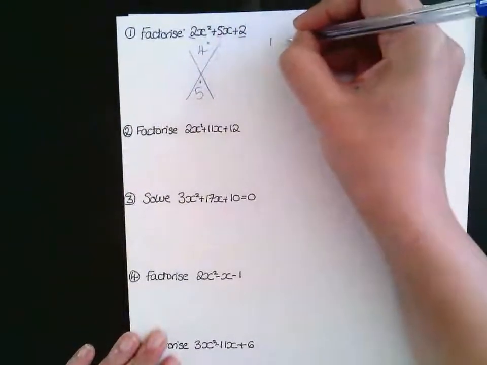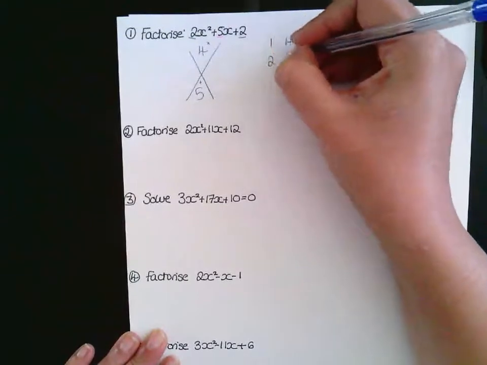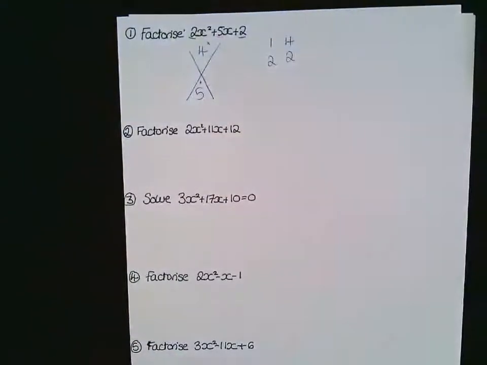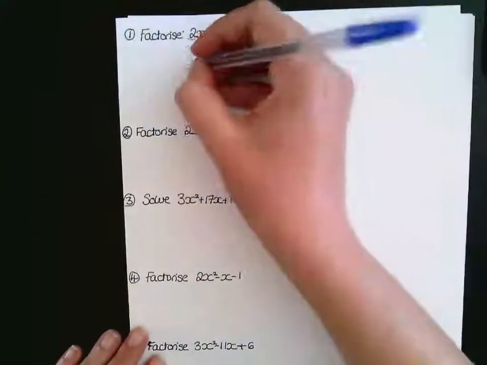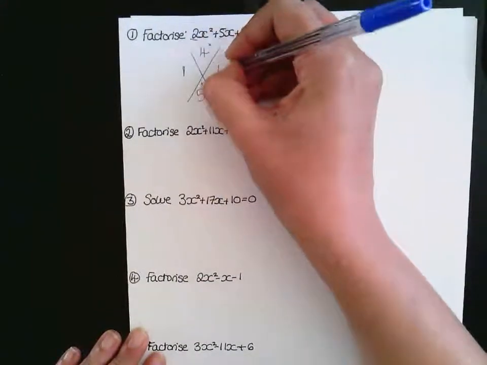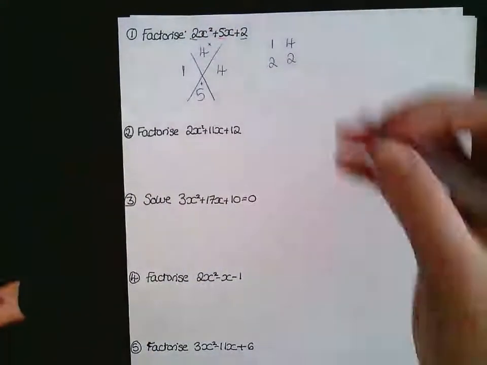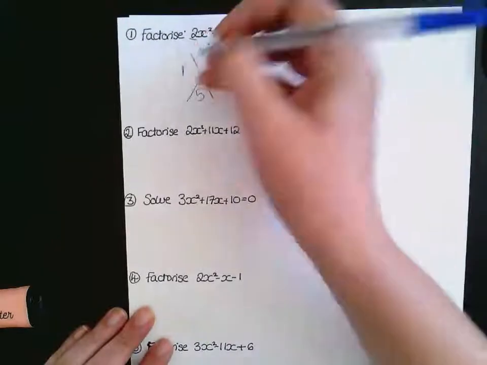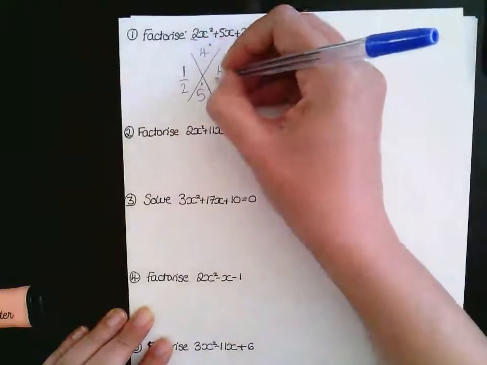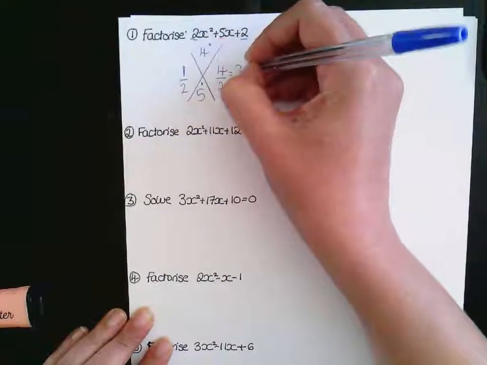So because I'm multiplying to make 4, here are my options. The one that makes the 5 is the 1 and the 4, so these go at the sides. We then divide both of these by the number in front. And if we can, we simplify.